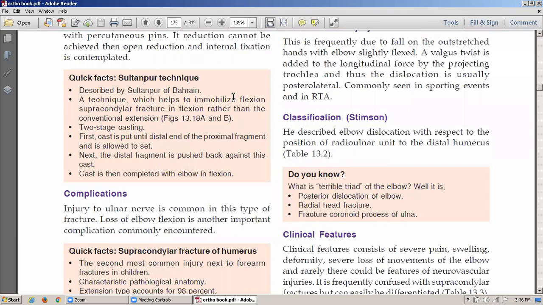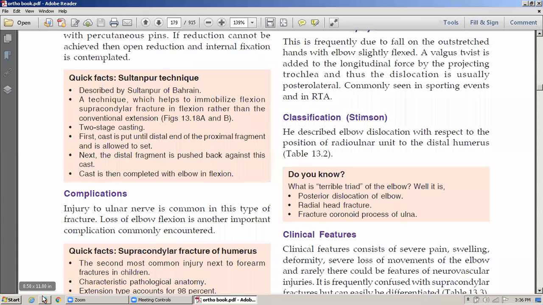This technique helps to immobilize supracondylar fractures in flexion, rather than the conventional extension. It is a two-stage casting. First, the cast is pulled until the distal end of the flexible fragment and is allowed to set. And next, the distal fragment is pushed back against this cast. The cast is then completed with the elbow in flexion.